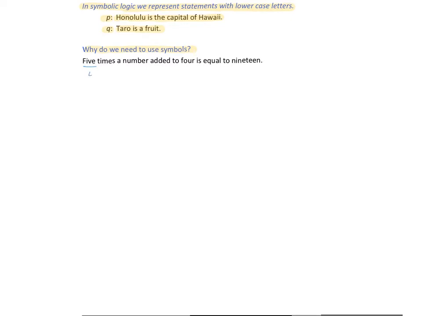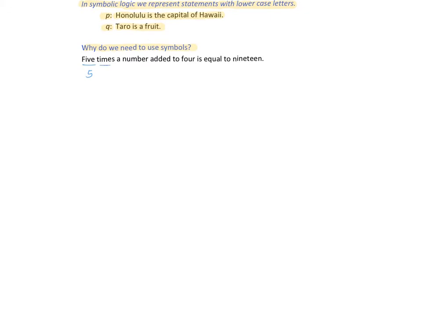So I can replace 5 times with the number 5, and I'm going to use the multiplication dot for times, a number. Now I don't know what that is, so I'm going to assign a variable, and I could use x, I could use n. I think I'm going to use n for this number. So this is an example where we're using a symbol to represent, in this case, a word.